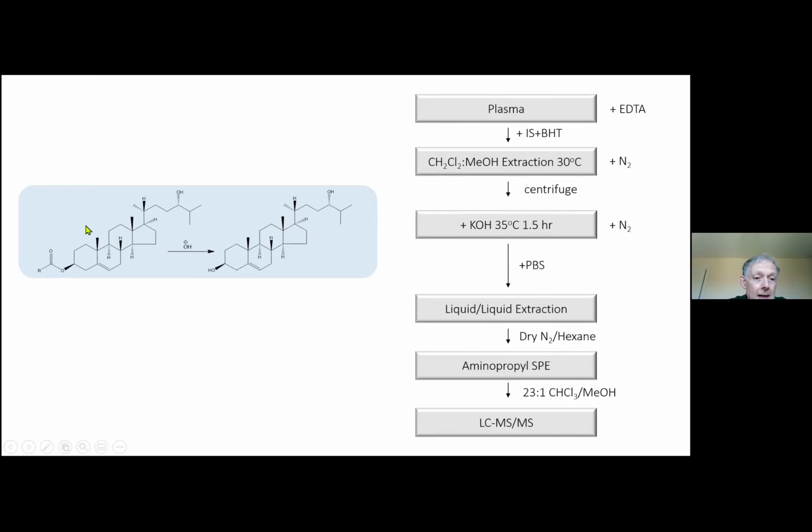So they're hydrolyzing the cholesterol ester, the oxysterol esters, so you get the free oxysterols. They then added PBS and did a liquid extraction to get the oxysterol fraction. They then did, just like the previous method, a normal phase SPE. In the normal phase SPE, again, cholesterol and cholesterol precursors will come off first, and the oxysterols will come off later. And then they will run the oxysterols by LC-MSMS.